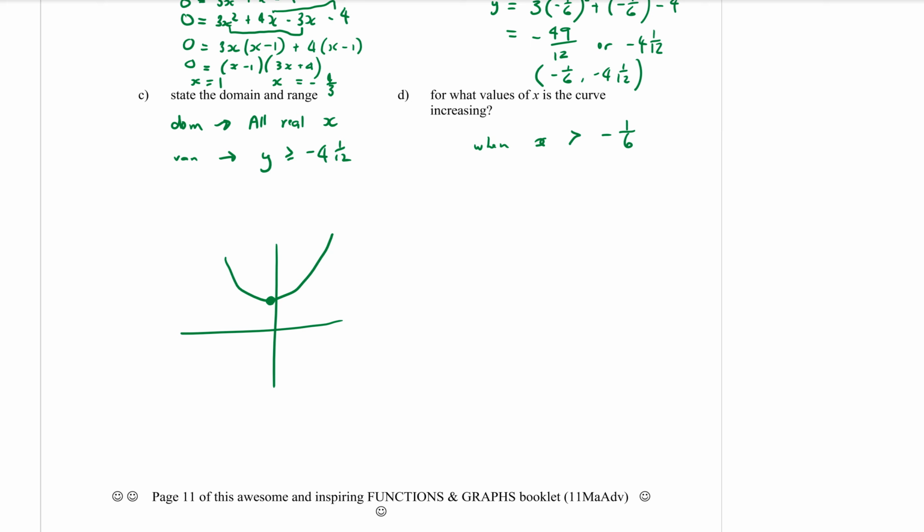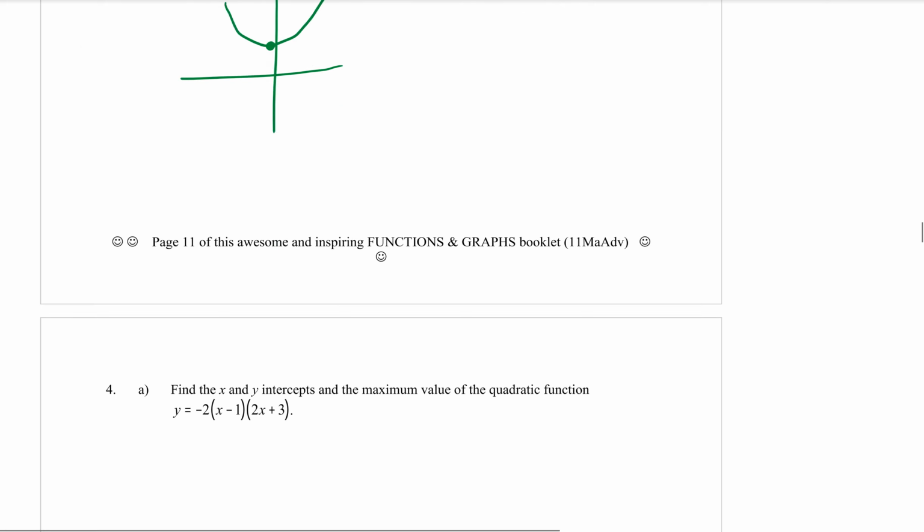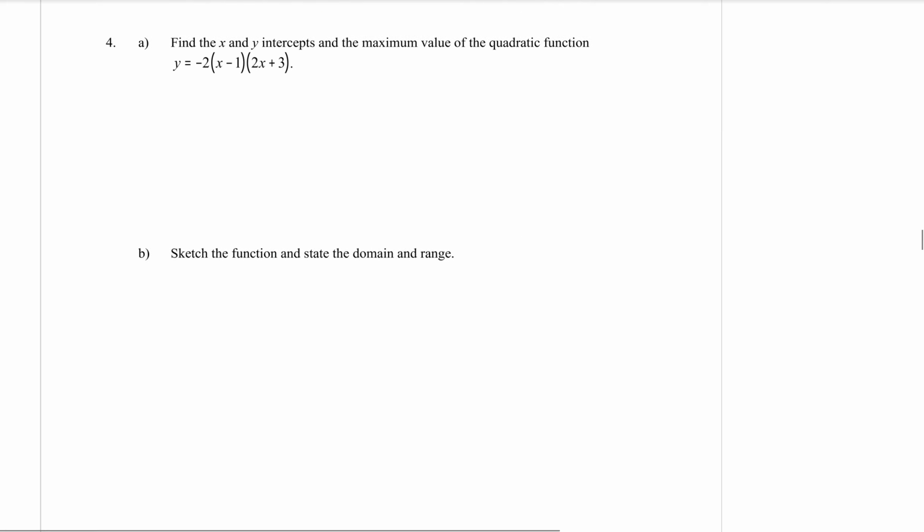One more question on the next page. Find the x and y intercepts and the maximum value of the quadratic function. So x and y intercepts, we know how to do that. When x equals 0, subbing it in. When x equals 0 into that equation, minus 2 bracket 0 minus 1 and 2 times 0 plus 3. We're just putting those in there.